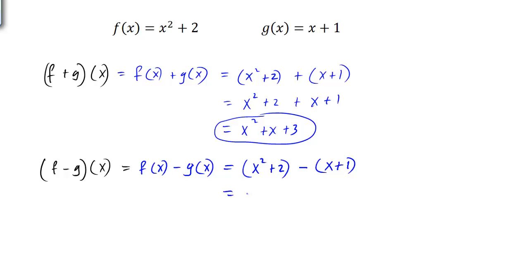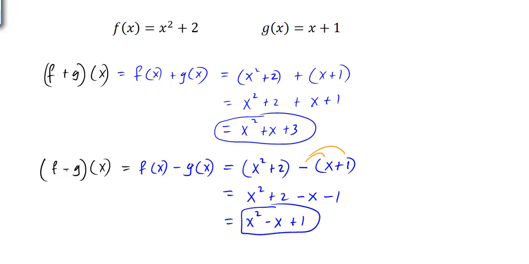And you'll notice here the reason the parentheses are important is because now when we go to simplify this, we actually need to distribute the negative sign here. So we're going to distribute this, and we're going to end up with a negative x and a negative 1. So then when we combine our like terms, we would have x squared minus x, and then 2 minus 1 is equal to a positive 1. So we end up with f minus g of x.